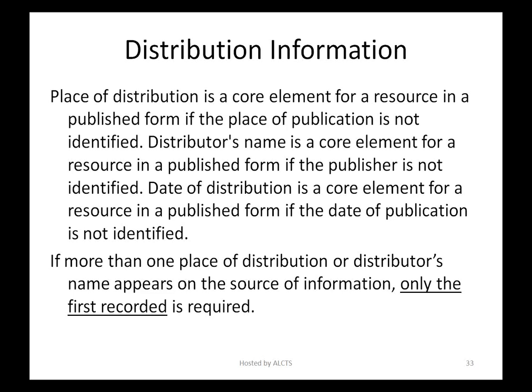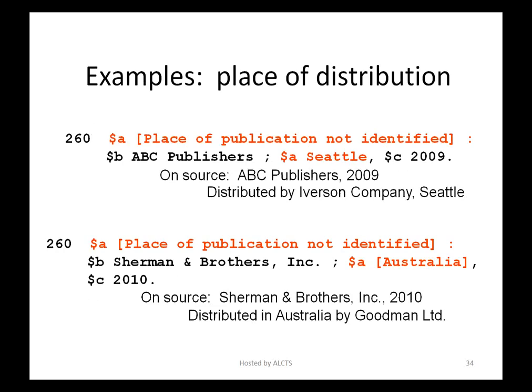So here's an example. This is a slide from LC that I got showing you the source. It says ABC Publishers 2009, distributed by Iverson Company, Seattle. We don't actually know the place where ABC Publishers is. We only have the place of the distributor. So recording this, we would record in subfield a of the 260, place of publication not identified, followed by the name of the publisher. And because place of publication has not been identified, that means that place of distribution, if we know it, is a core element, and we have to record it. So we record subfield a, Seattle, and then we give the date of publication because we know that.